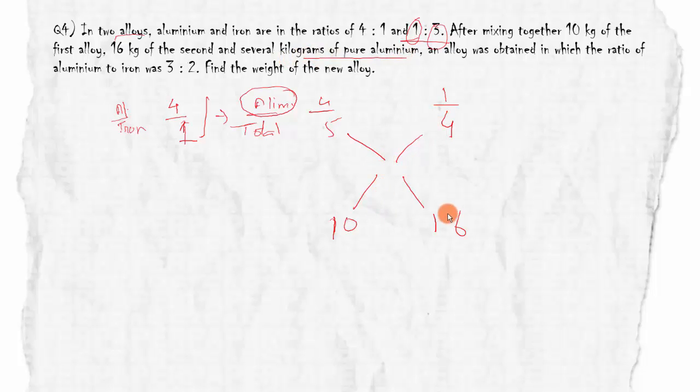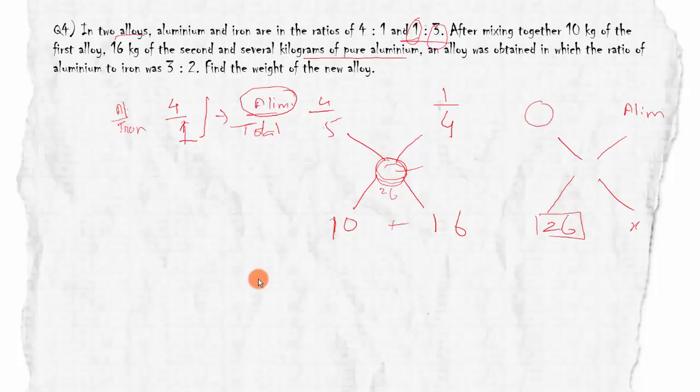So when we mix these two, we'll get something, and then this particular value will again mix with pure aluminum. So pure aluminum, several kgs, x kgs. We'll need to find the value of this. This value would be 10 plus 16, right? Because after mixing 10 kg and 16 kg, we would have got 26 kg of this. So we need to find this value first.